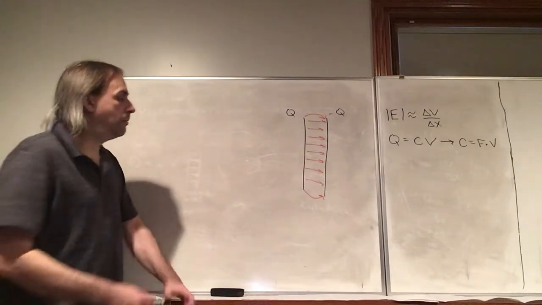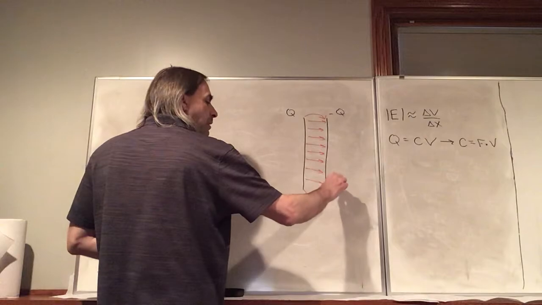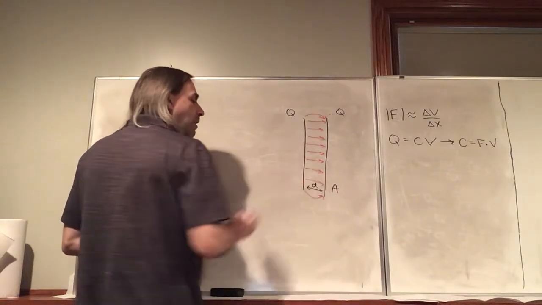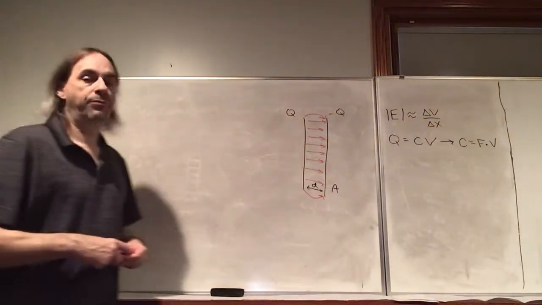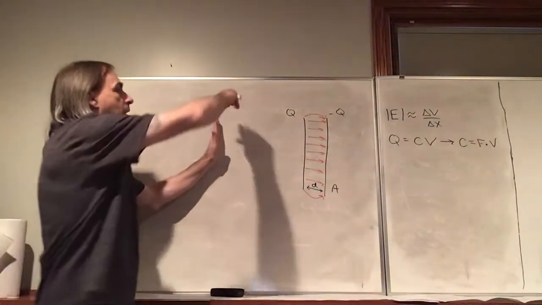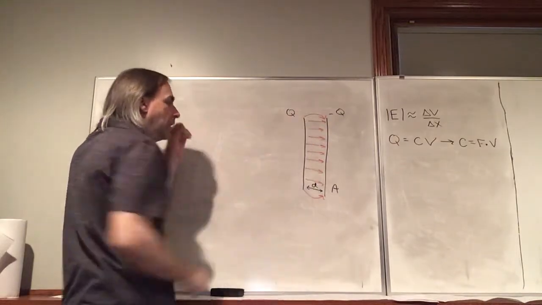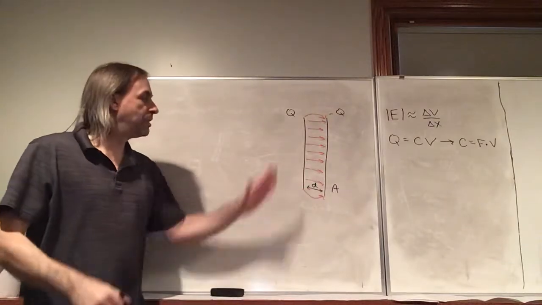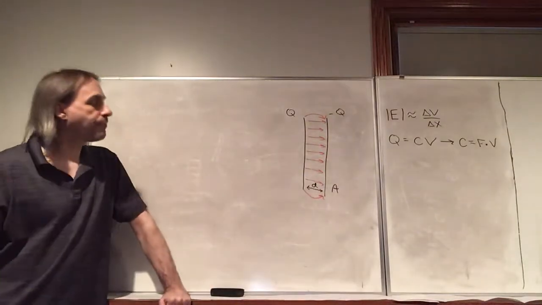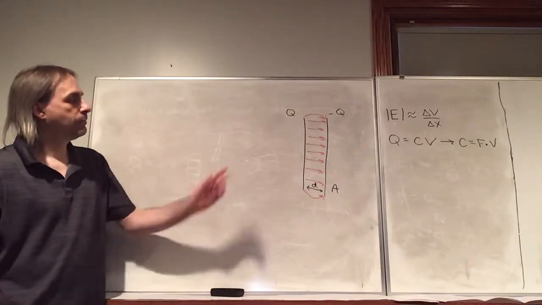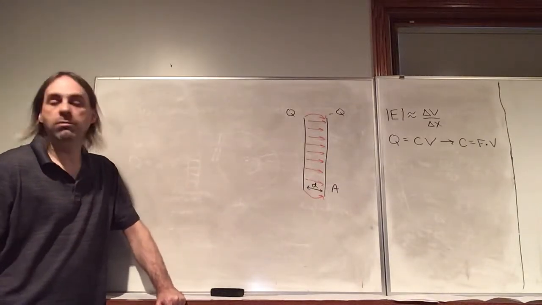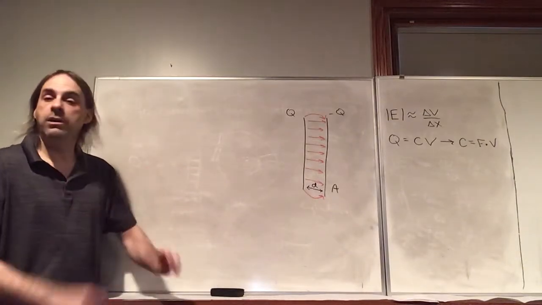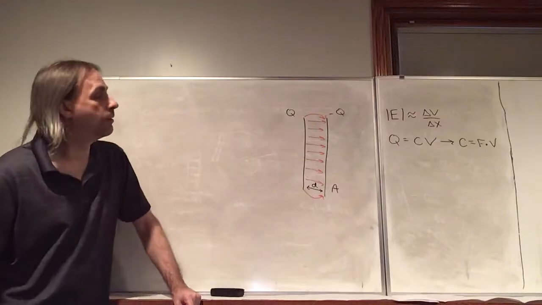However, we're saying the plates have an area A, and the separation between them is D, and we're going to assume that D is very small. Like if you separated these plates, you'd have a significant curvature near the edges. But if D is small compared to the other dimensions of the plate, then we can basically ignore what we call edge effects. So let's do that. We have these two plates very close together, which is typically what we would do.